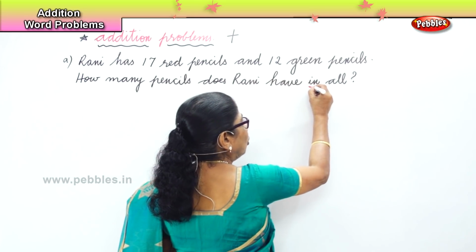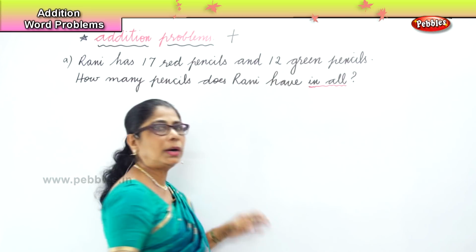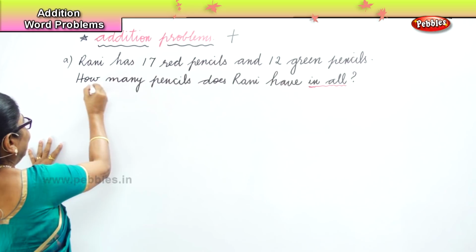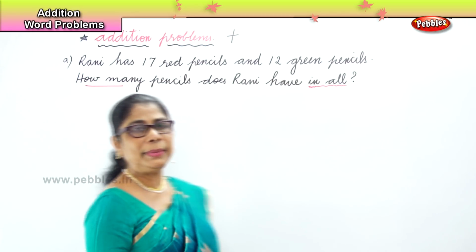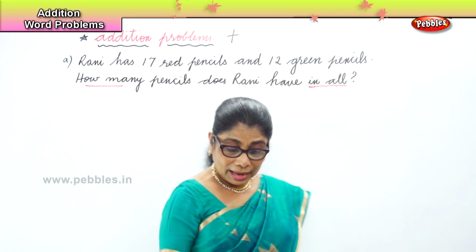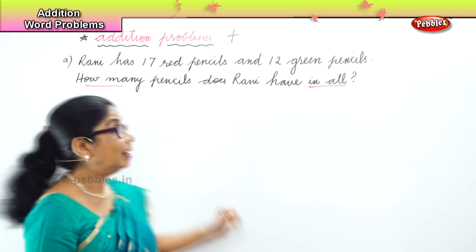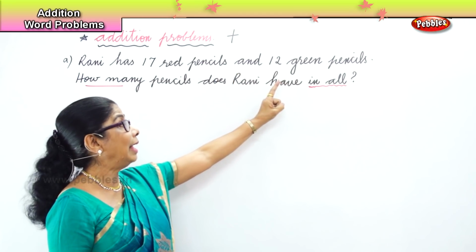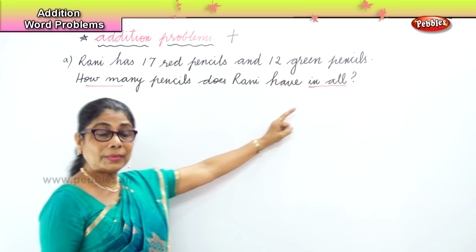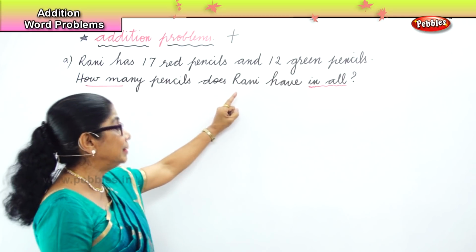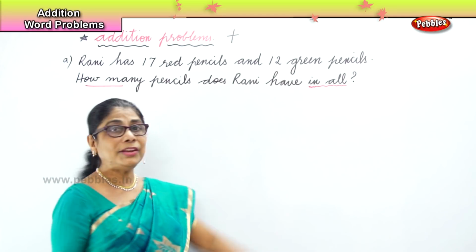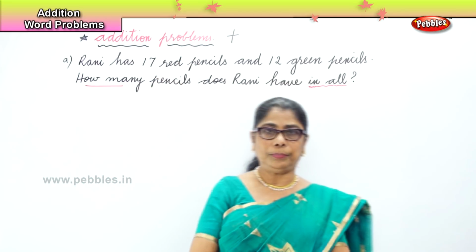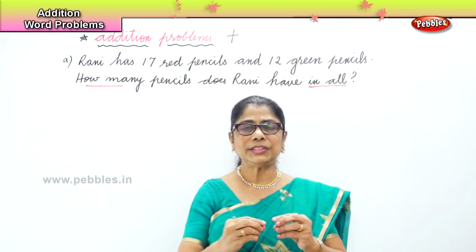What is the meaning of in all? When we look at the words in all, how many in all? It simply means addition. Okay, and that's what we have to do. Read that again. Rani has 17 red pencils and 12 green pencils. How many pencils does Rani have in all? Now, in an addition problem, you got to write statements.